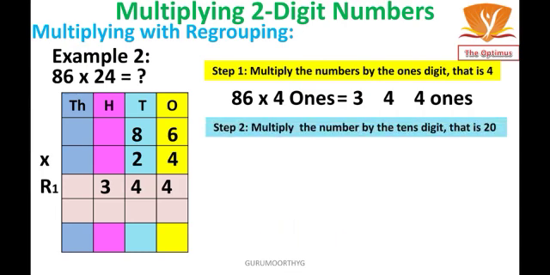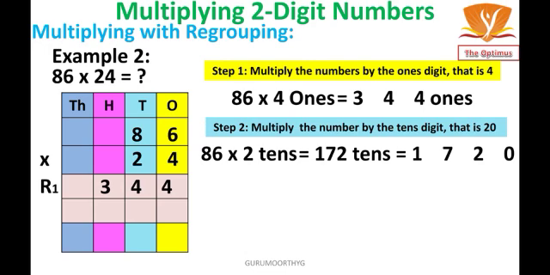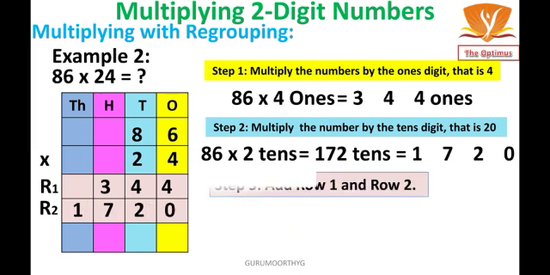Next, step 2. Multiply the number by the tens digit. That is 20. 20 is nothing but 2 tens. 86 into 2 tens equal to 172 tens. That means 1720. In this 1720, I am going to write in row 2. Step 3. Add row 1 and row 2. That means 344 plus 1720.